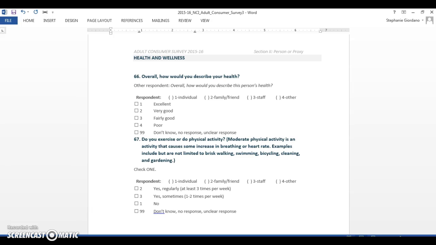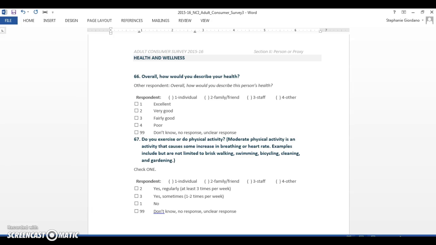So first we ask overall, how would the person describe their overall health? And I just want to point out that this should not be point in time data. If the person is getting over a cold, we're not looking for how they're feeling right then, but generally over the past several months, how has their health been? And it is okay to read off those response options of excellent, very good, fairly good, or poor.